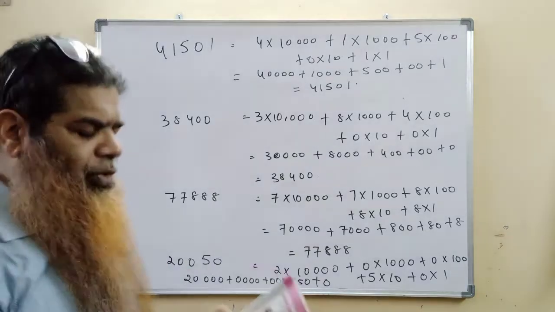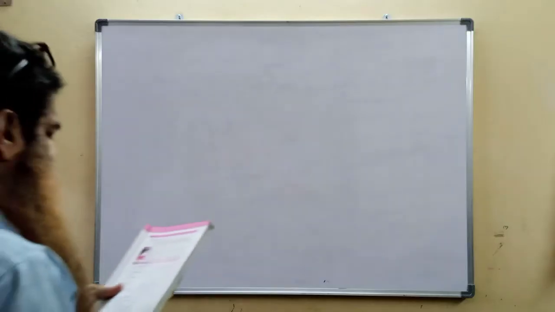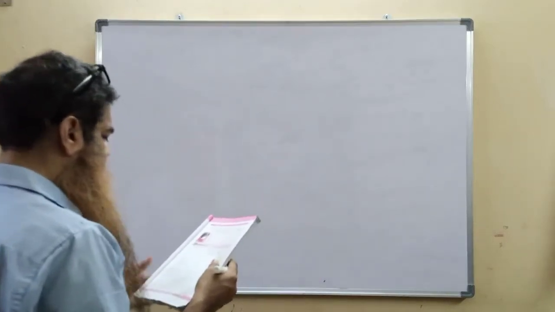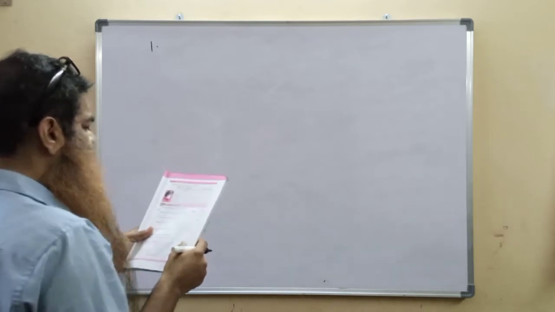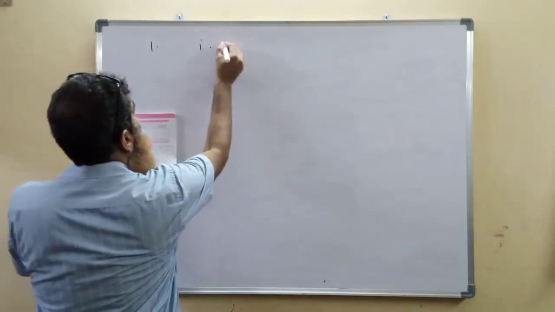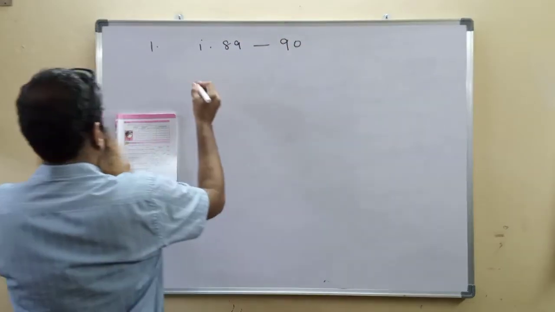Then we'll go on to begin the exercise 1.2 chapter 1, knowing our numbers. Let's begin the exercise 1.2, page number 5. The first question: round off the following numbers to the nearest tens. Remember, nearest 10. The first bit, 89, the nearest 10 is 90.